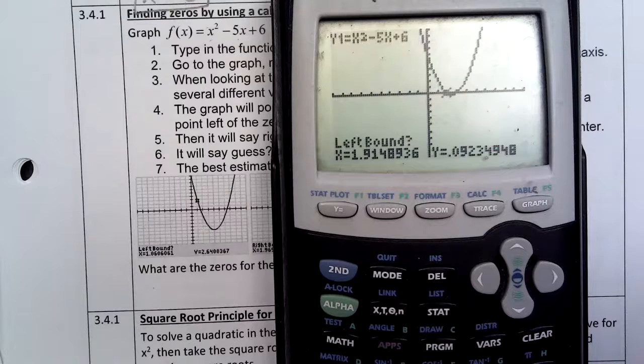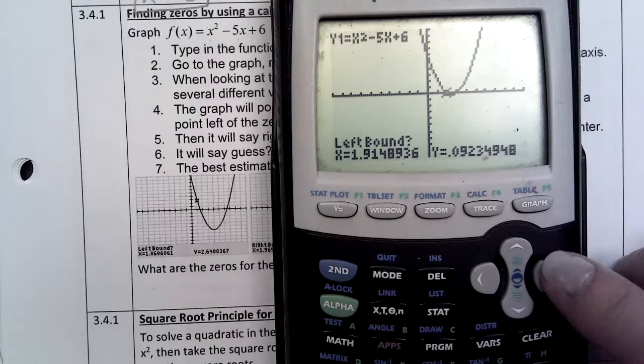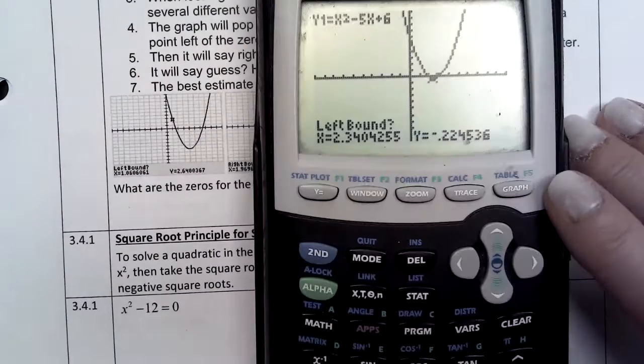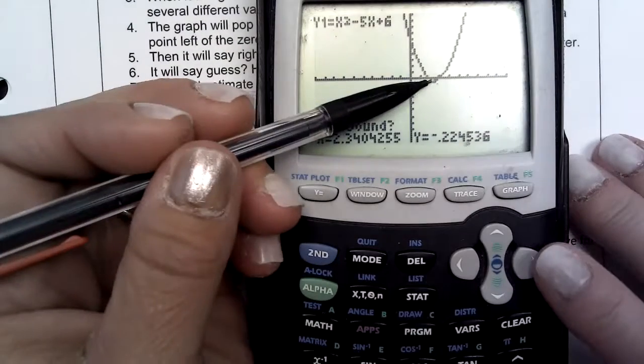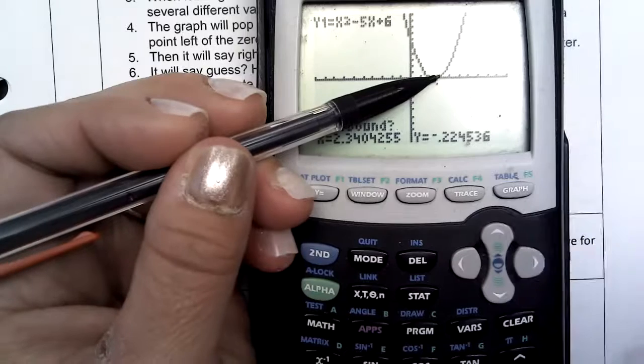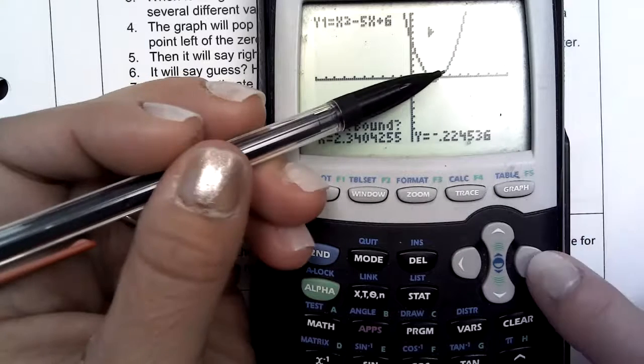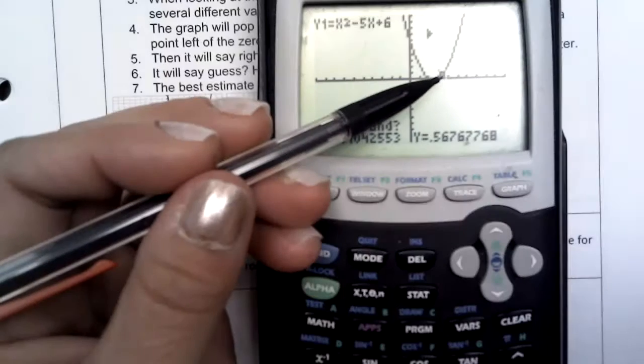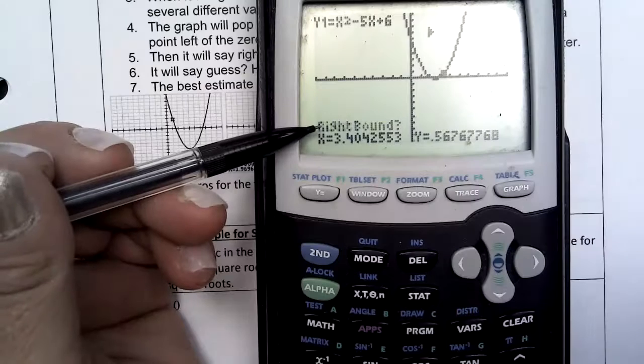So I'm going to hit enter to choose that. And now we're going to choose the next one. So for left bound, we're going to choose a spot a little bit to the left of this 0. And I'm going to hit enter to choose it. Then I'm going to go a little to the right of it, and I'm going to hit enter to choose this spot, the right bound.